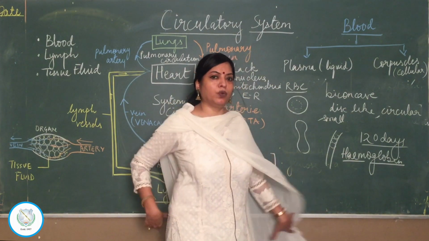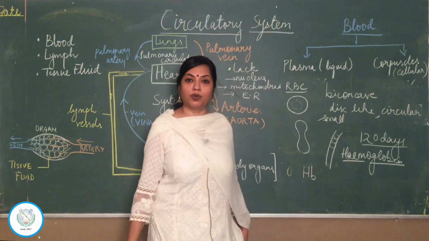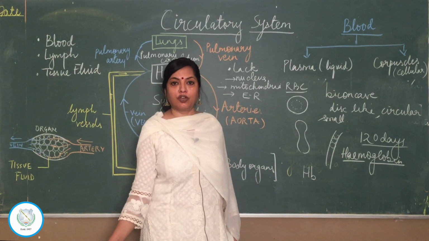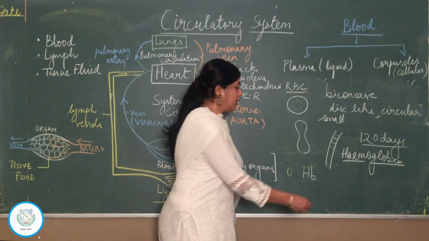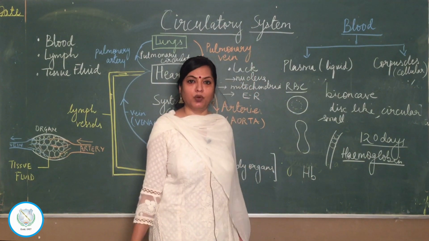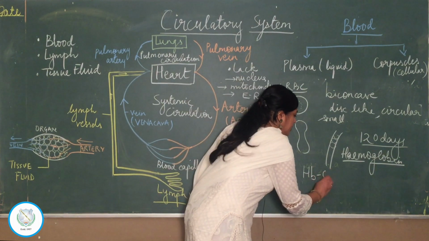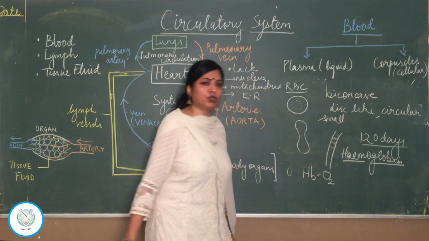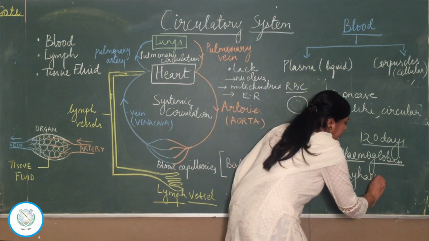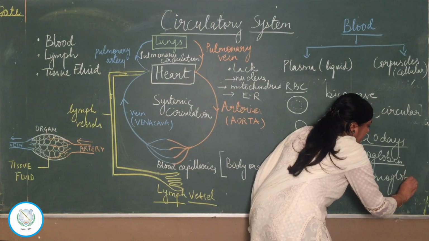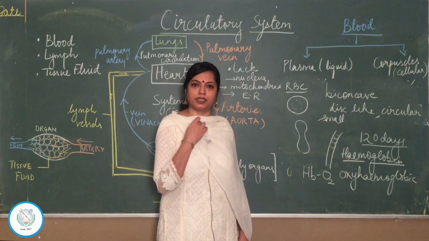This hemoglobin, what we represent as Hb, is the main transporter of oxygen. Function of RBC is to carry oxygen. Now who helps it to carry oxygen? The red colored pigment called hemoglobin. How does it help in transport? Hemoglobin binds with oxygen to form a compound, oxyhemoglobin. Oxyhemoglobin is the compound which is formed between the red pigment hemoglobin and oxygen.